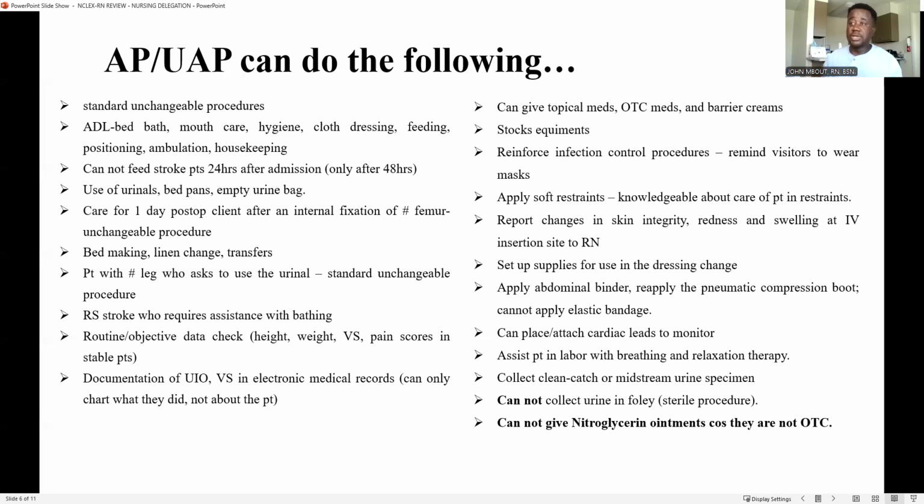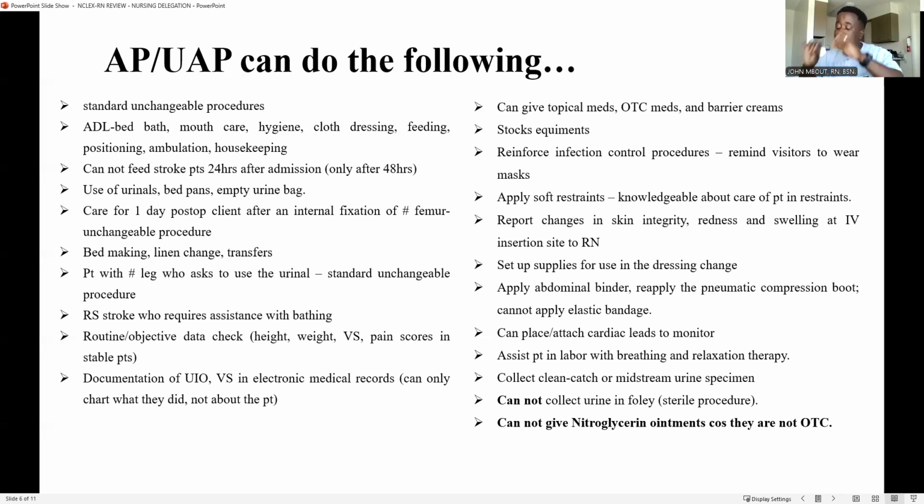A right-side stroke patient who requires assistance with bathing, they can. Routine or objective data, they can check the height, the weight, the vital signs, the pain scores on stable patients. So when you see the question, be careful. They can document the urine input and output and the vital signs, but they cannot document anything about the patient.